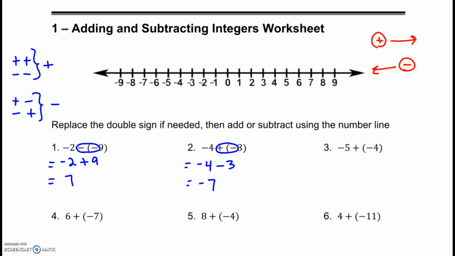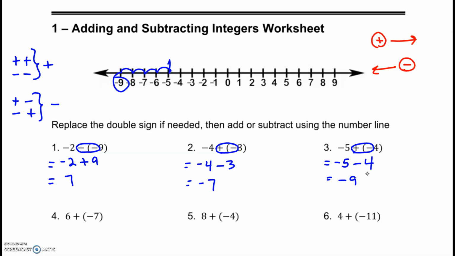Okay, welcome back. Let's check it out. So -5 would stay. I'm going to combine the signs. So positive and a negative would be a subtract, or a -4. Now I go to my number line. I'm on -5. And I have to go to the left 1, 2, 3, 4, and I land on -9.